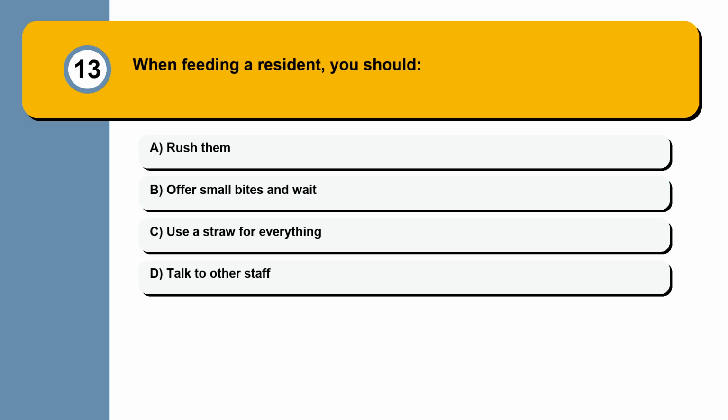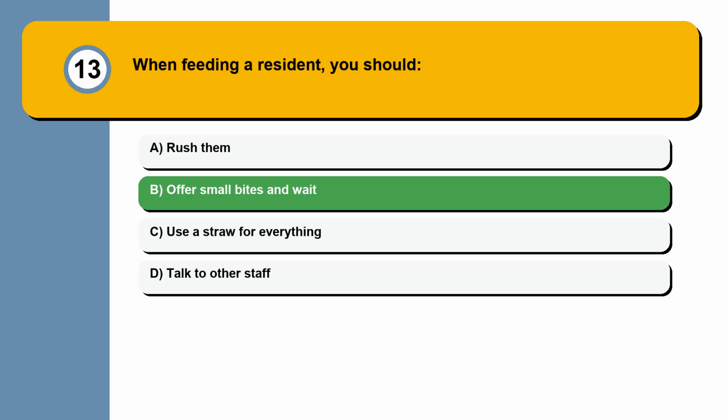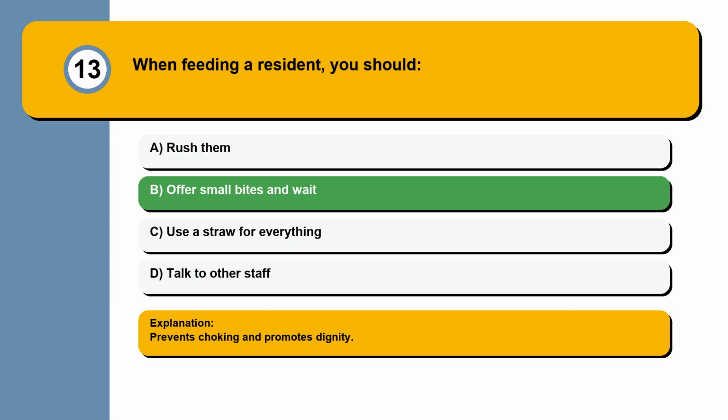Question 13. When feeding a resident, you should rush them. Offer small bites and wait. Use a straw for everything. Talk to other staff. Prevents choking and promotes dignity.